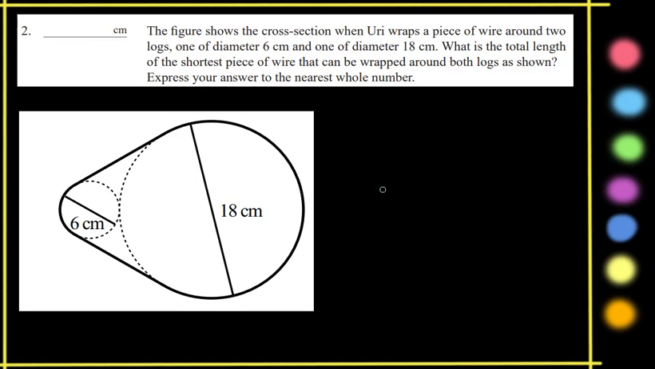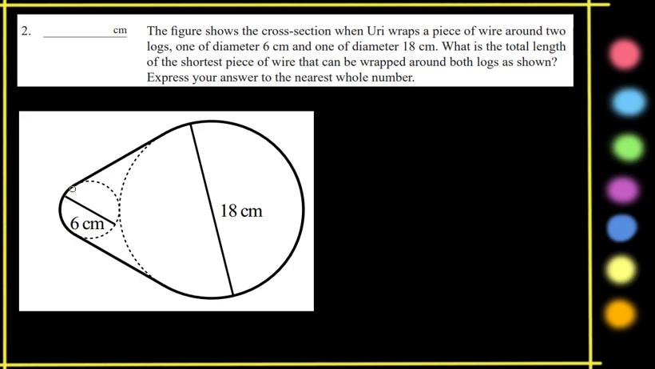This one says the figure shows the cross section when Yuri wraps a piece of wire around 2 logs, one of diameter 6 centimeters, that's the small one here, and one of diameter 18 centimeters. So let's take a look at this. It wants to know the total length of the shortest piece of wire that can be wrapped around both logs as shown. Since it's the shortest piece of wire, we know it's nice and tight around the circumference of these two, but we have to figure out how much of the circumference is being covered by this wire on this log, and then how much of this circumference, and then also the distance of the straight line that connects here and here.